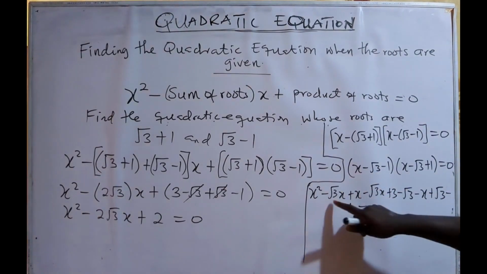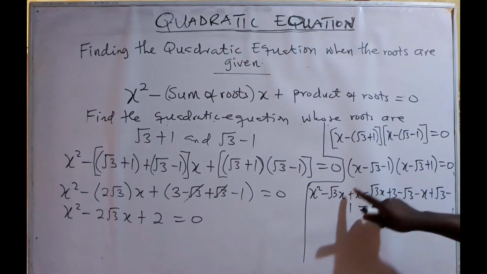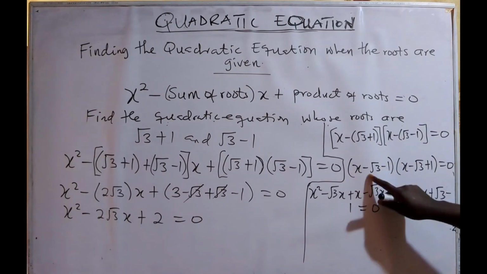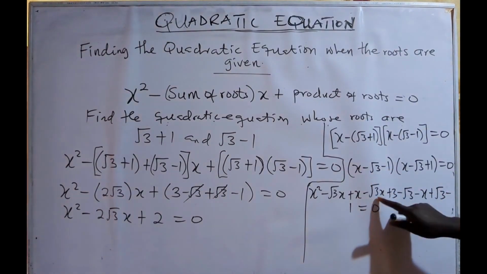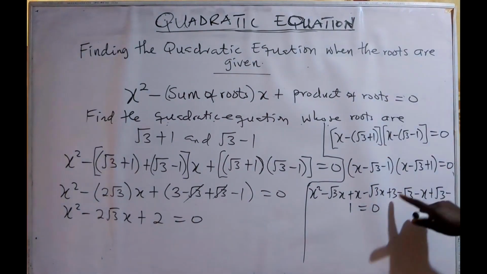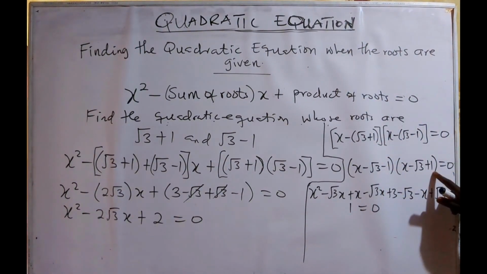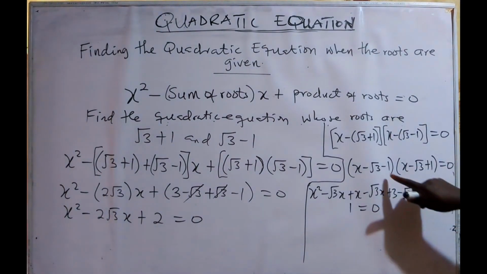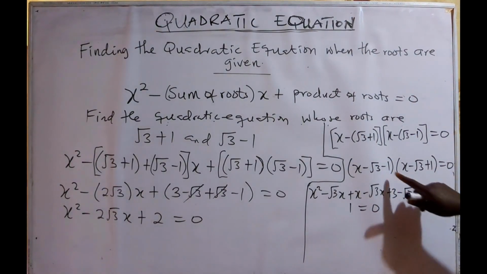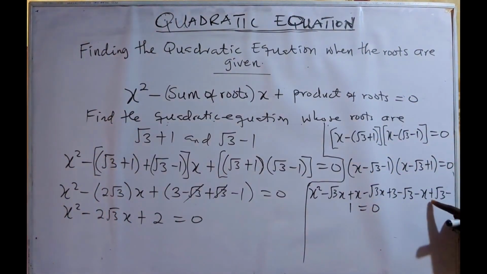So x times x will give me x squared. x times minus root 3 gives minus root 3x. x times 1 will give me x. Minus root 3 times x will be minus root 3x. Minus root 3 times minus root 3 will give me positive 3. Minus root 3 times 1 will give me minus root 3. Then minus 1 times x will give me minus x. Minus 1 times minus root 3 will give me positive root 3. And then minus 1 times 1 will give me minus 1, equal to 0.